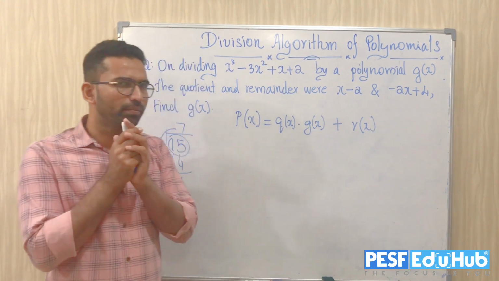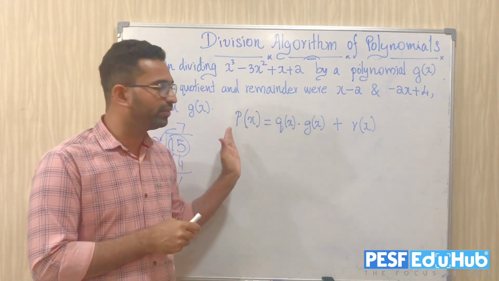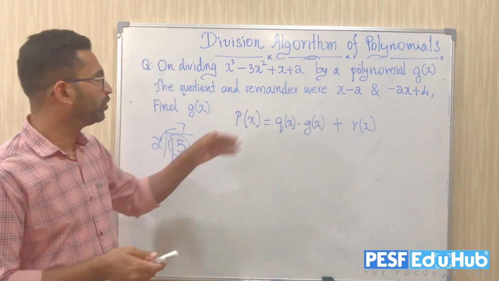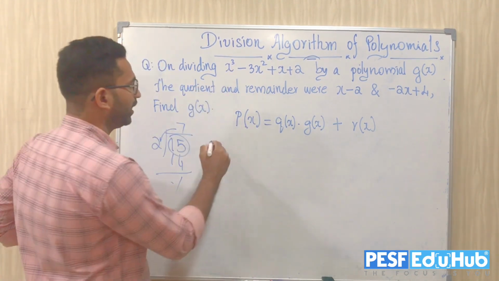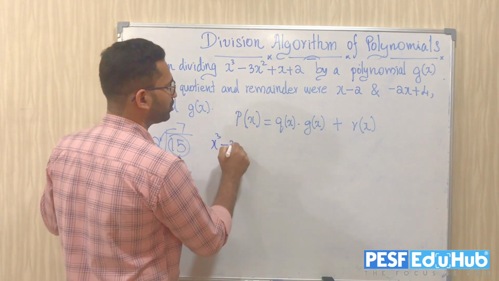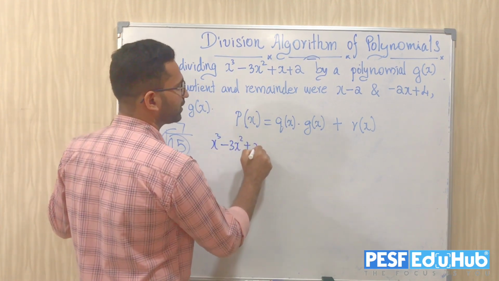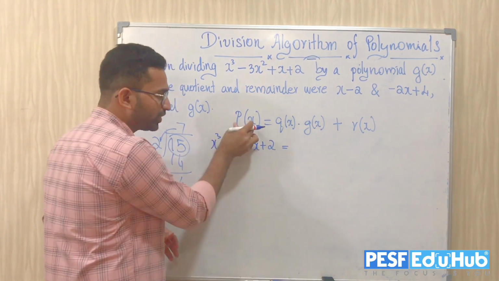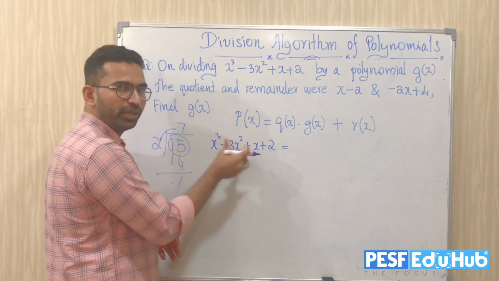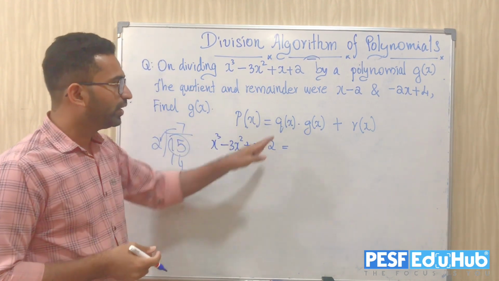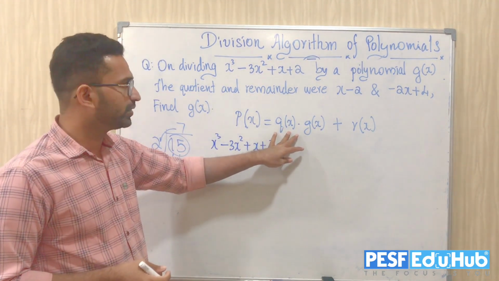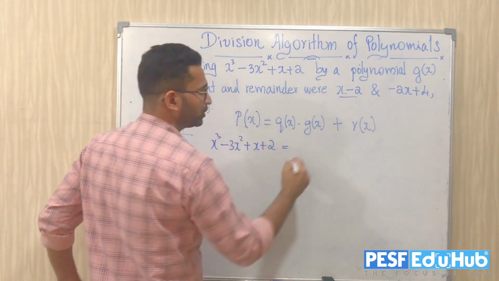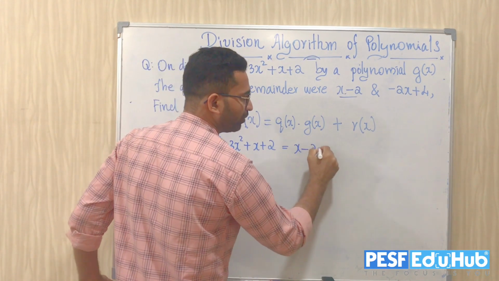So except your G of x, everything is given in the question. So just substitute it. What is your P of x? P of x is x cube minus 3x square plus x plus 2 equal to, because instead of P of x I am writing the polynomial given to me. Okay, I have written here Q of x. Is Q of x given to us? Yes, definitely this is your Q of x, because the quotient is x minus 2. So I am writing it as x minus 2.